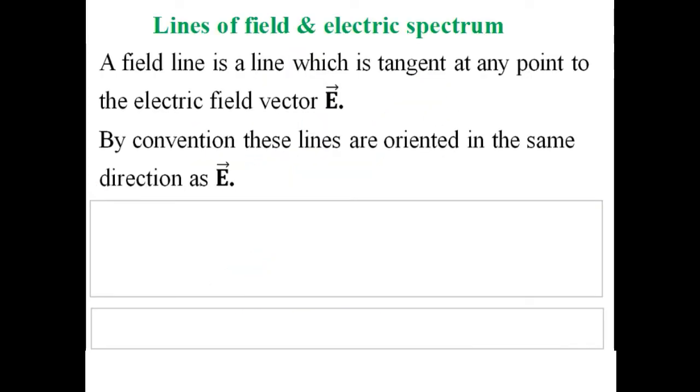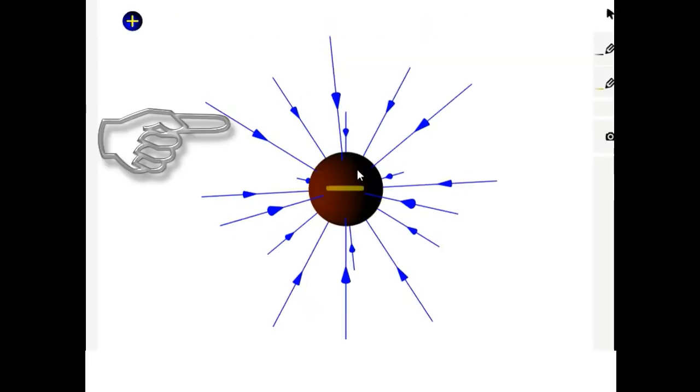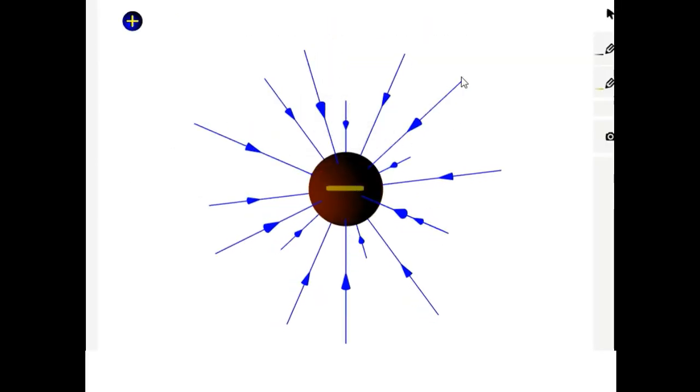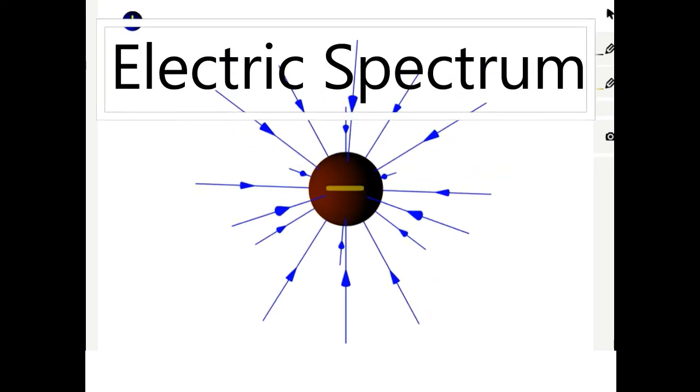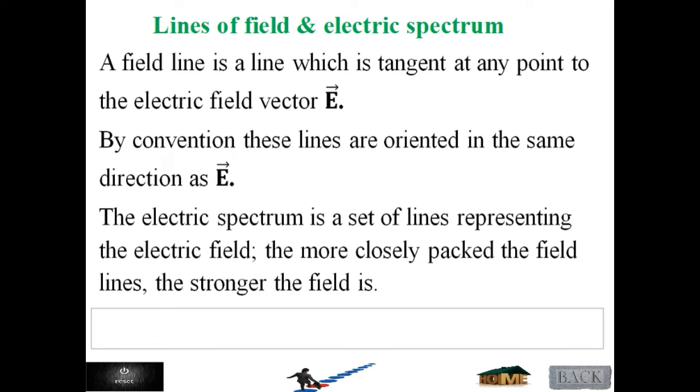By convention, these lines are oriented in the same direction as E, and each one of these is a field line, and the set of field lines we call the electric spectrum. So the electric spectrum is a set of lines representing the electric field. The more closely packed the field lines, the stronger the field is.